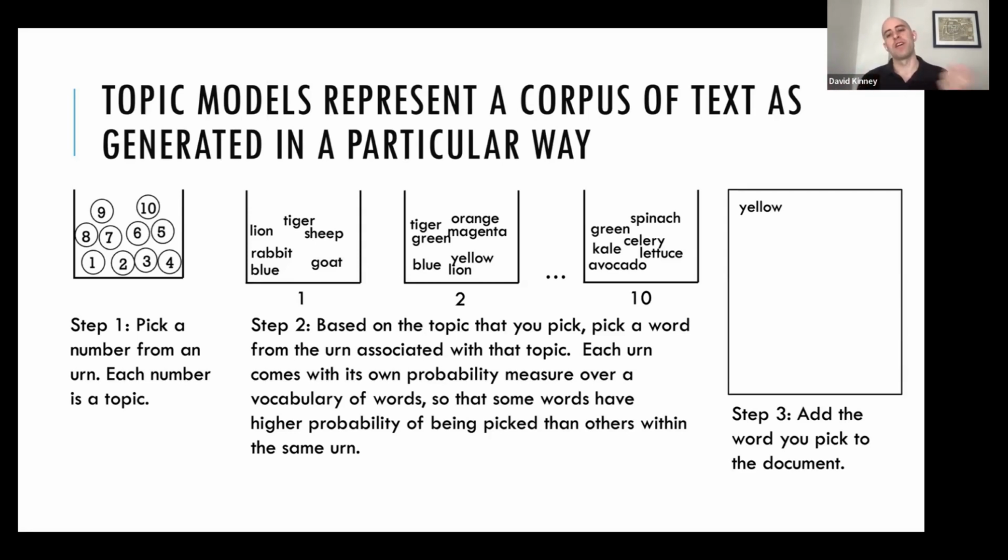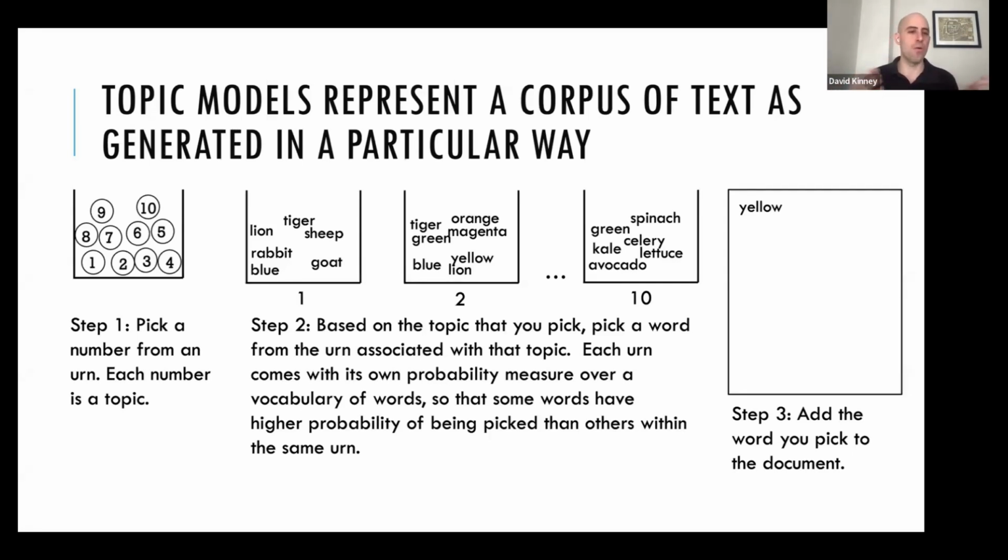If you like, you can imagine that there are multiple balls in the urn, and some words are written on multiple balls, whereas some words are written on fewer balls, right? So now you've picked a topic, and then you've gone to that urn, and then you've picked a word from that urn, and then you add the word you pick to the document.